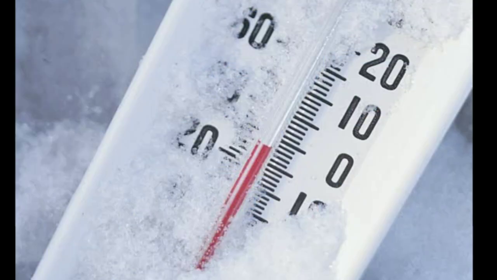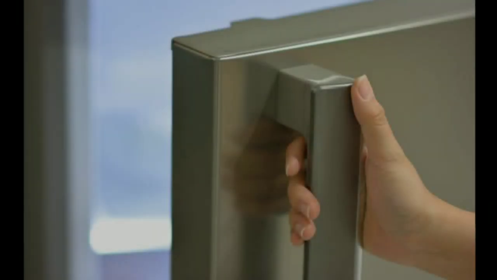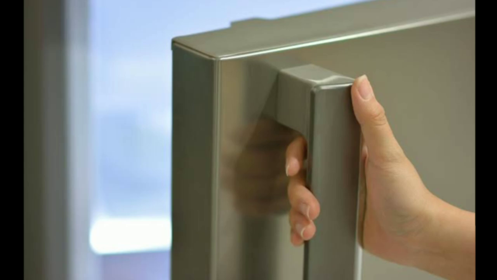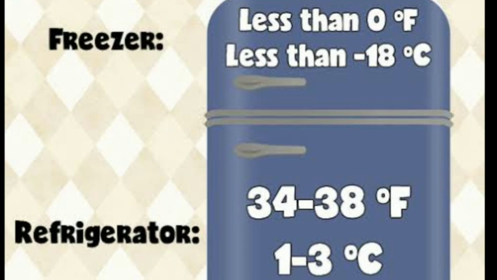The temperature of a substance can fall below 0 degrees Celsius. Example, the temperature of air in the freezer of a refrigerator is around minus 18 degrees Celsius. It is read as minus 18 degrees Celsius.